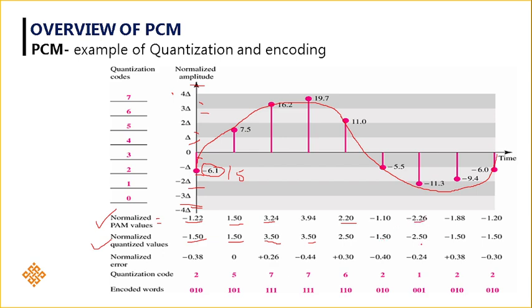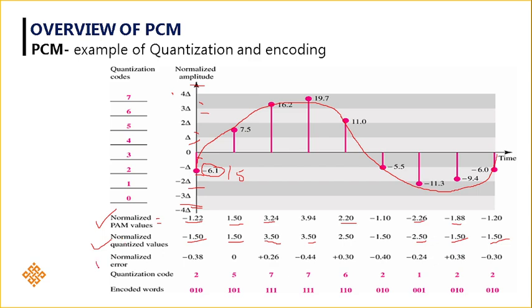Similarly for 1.10, the value lies between 1 and 2, so we can assign it as 1.50. And for 2.26, it is 2.5. And 1.88 lies between 1 and 2, so it is 1.50. And lastly 1.20 lies between 1 and 2, so it is 1.50. So in this way, you need to find the normalized quantized values.